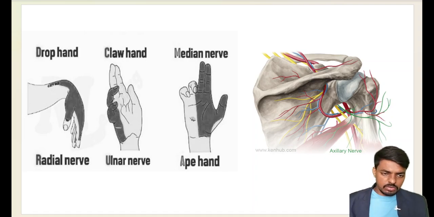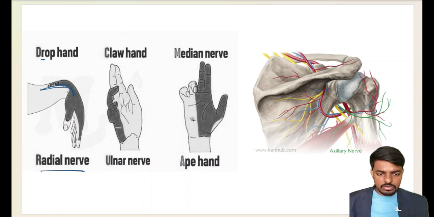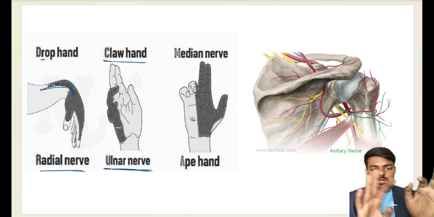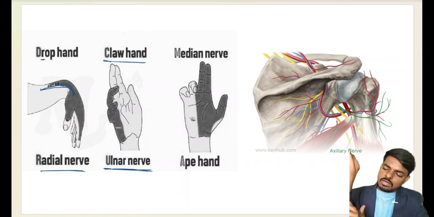If there is damage or compression of the radial nerve, that is wrist drop, which we call drop hand. All wrist drop occurs due to radial nerve damage. And if the ulnar nerve is compressed, we will see claw hand syndrome: the little finger and the ring finger have loss of sensation and movement, due to ulnar nerve compression.